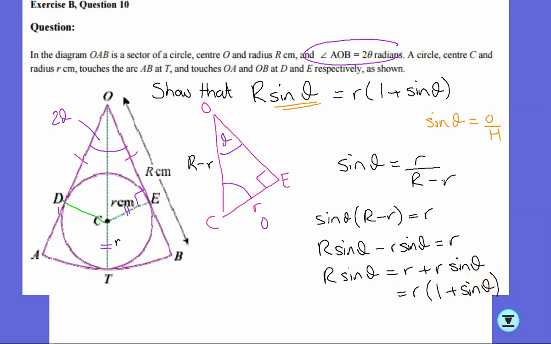So like I said at the start, I'm not sure how to begin this question, but looking at this, I have a sine ratio, I have a right angle triangle. It made sense for me to explore that triangle, and we have it.